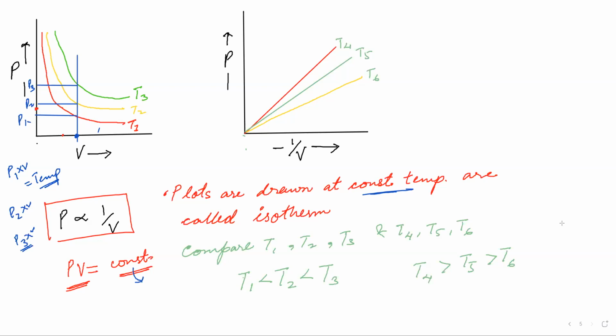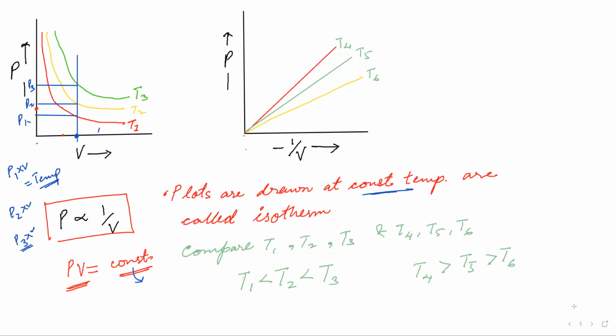I say finish. Done. Okay. Now we are done with both of these graphs. Then comes the next law. We will do the questions at once with all these laws. The next law is Charles' law.